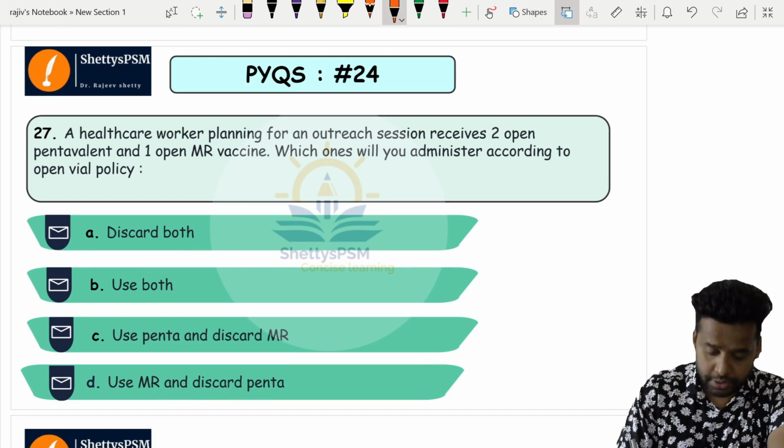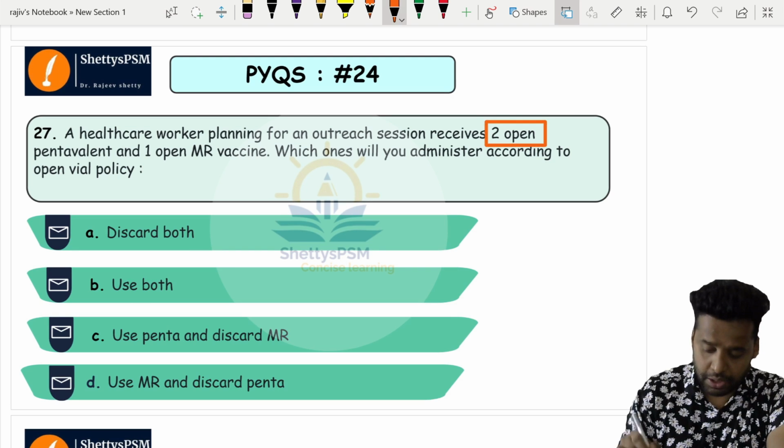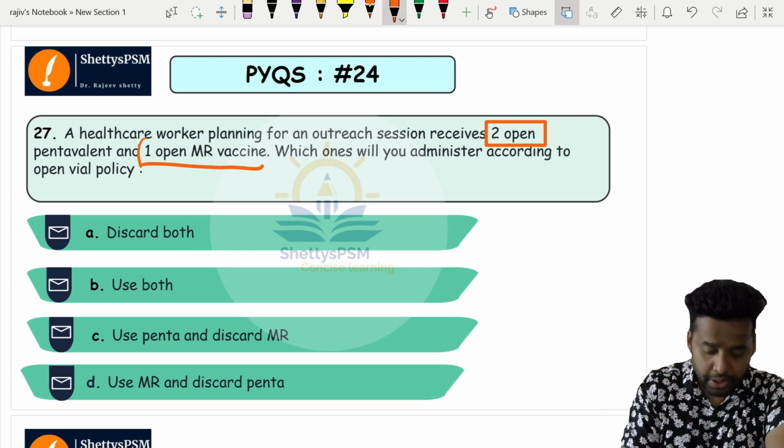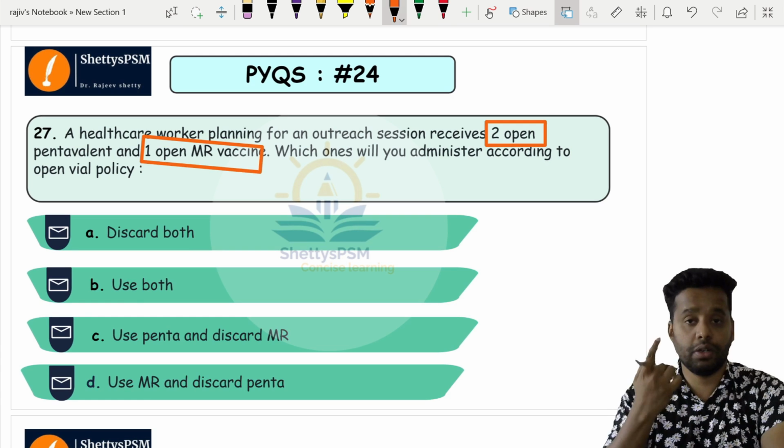Health worker has received 2 open pentavalent vaccine, 1 open MR vaccine. What are you supposed to do?